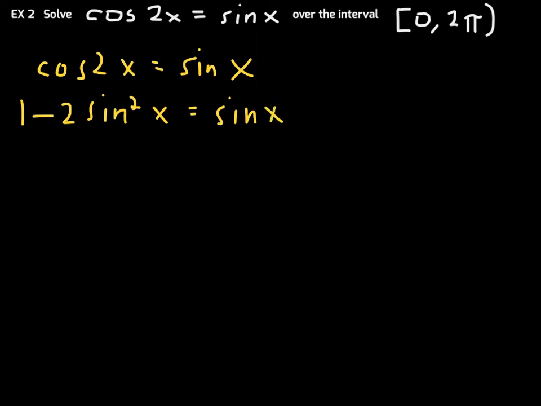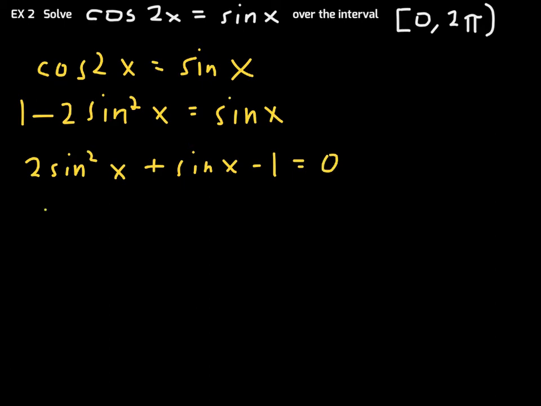The cool thing about this equation now is that this is all in terms of sine. Everything is in terms of sine. If you set this whole equation equal to 0, I think you'll be in good shape. So you have positive 2 sine squared x plus sine x and then minus 1 when you set this equal to 0. All right. Cool deal.